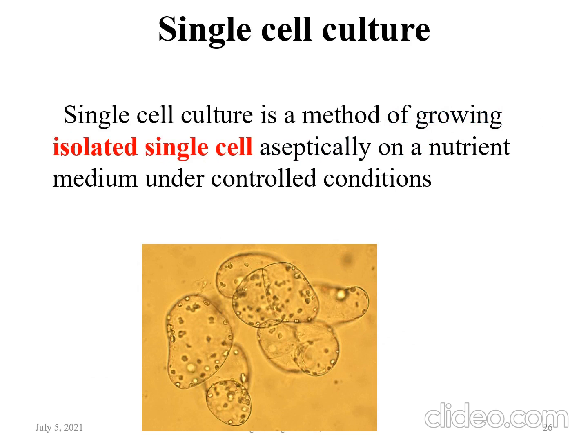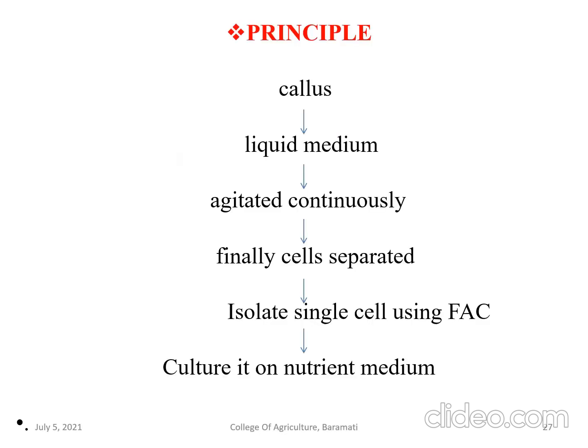Now the third type of culture, cell culture, is single cell culture. Single cell culture is a method of growing isolated single cells aseptically on a nutrient medium under controlled conditions. Now instead of growing a mass of cells or clumps of cells, we generally go for growing single cells in single cell culture. The principle is the same.